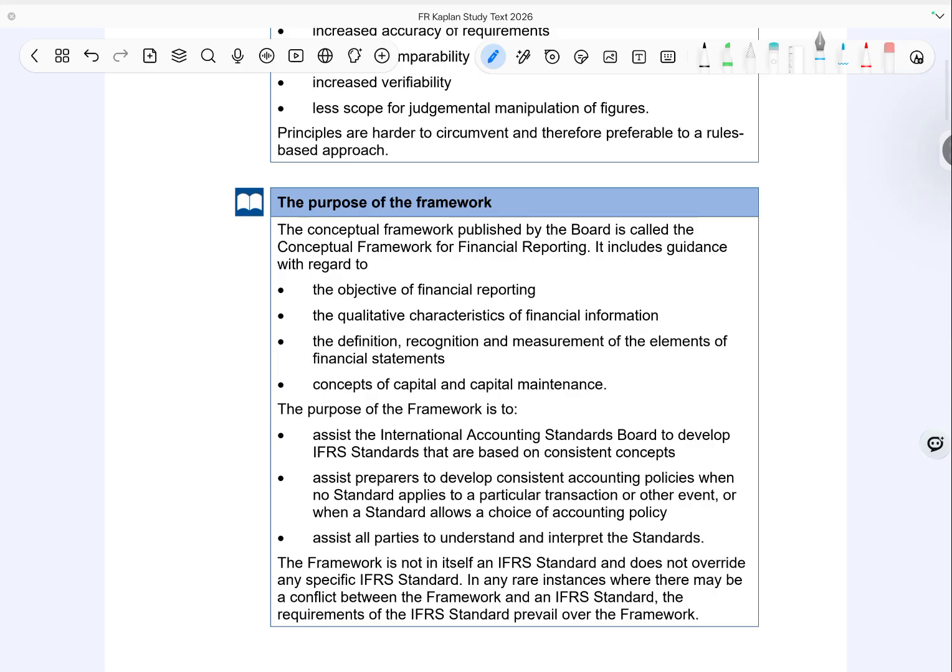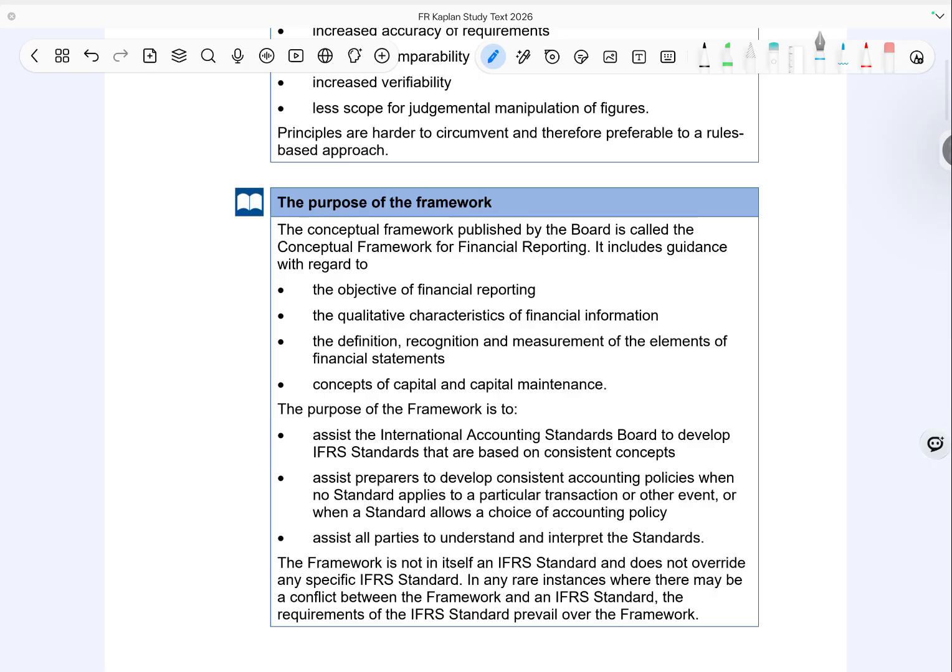Why was the framework created, you might ask? The framework has three main purposes. First, it helps the IASB develop consistent IFRS standards. Instead of creating standards randomly, everything is based on the same principles. Second, it helps accountants. If there is no IFRS standard for a particular transaction, or if a standard allows more than one accounting policy, the framework helps accountants choose the most appropriate treatment. Third, it helps everyone else. Investors, auditors, students, and companies can use the framework to understand and interpret IFRS standards.